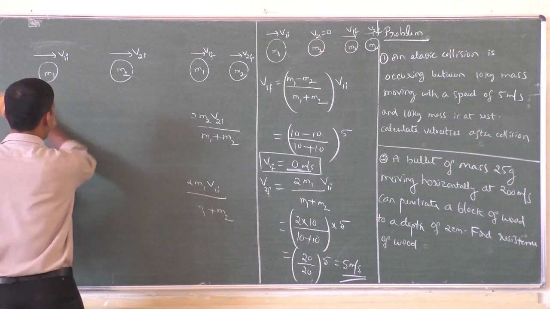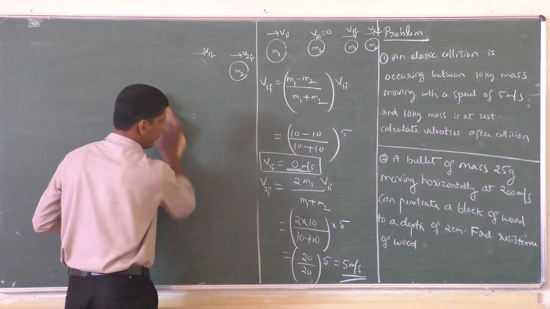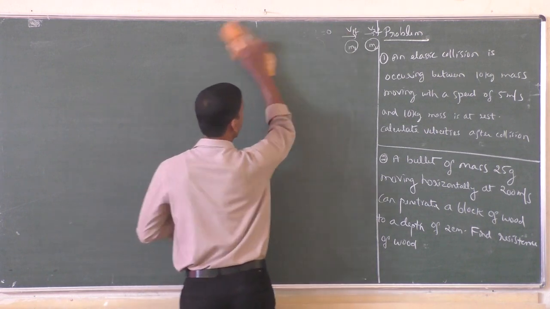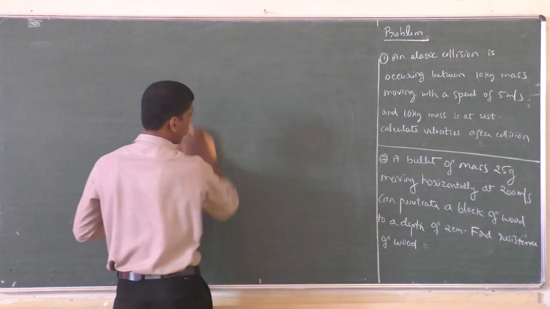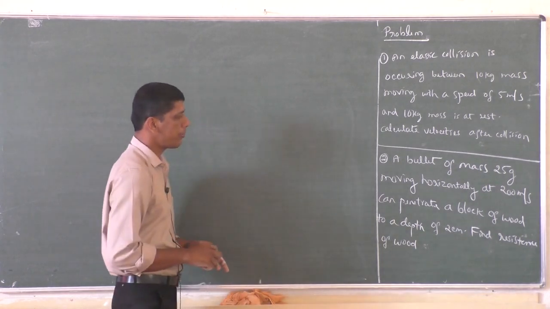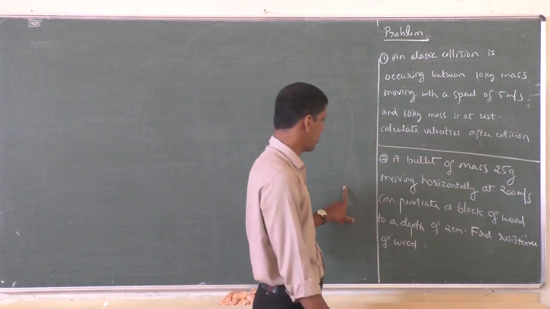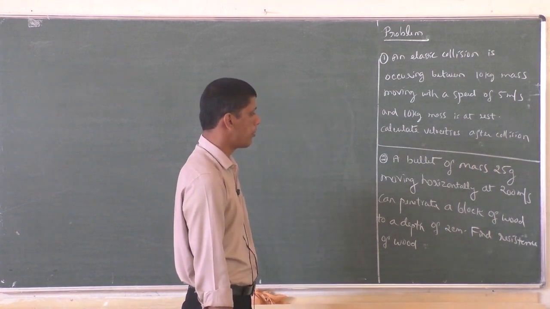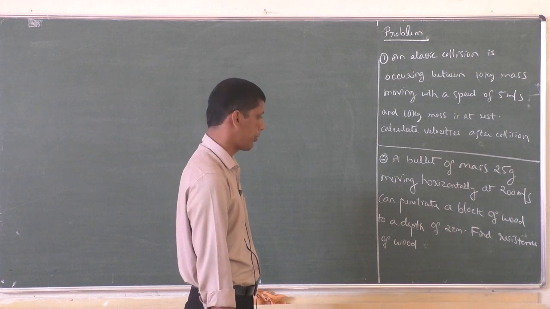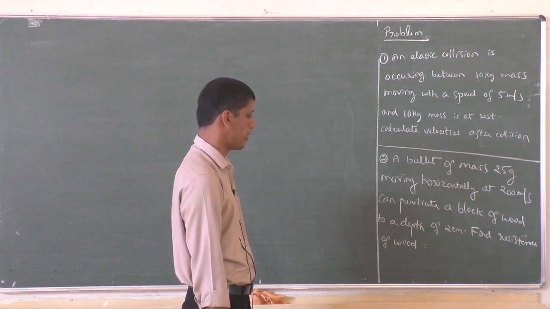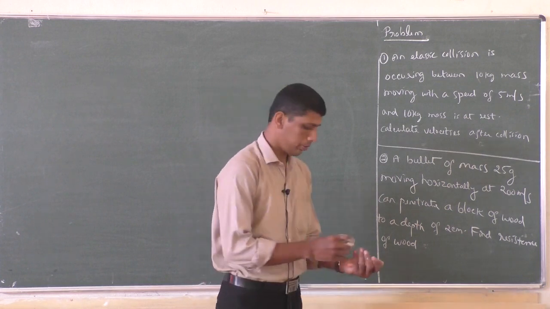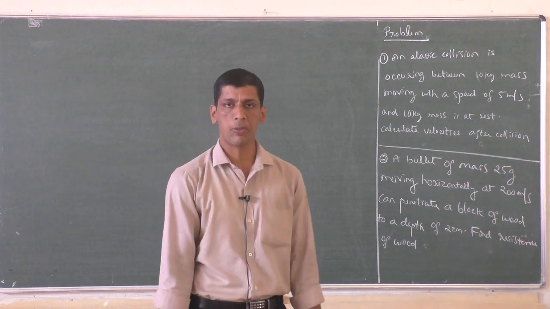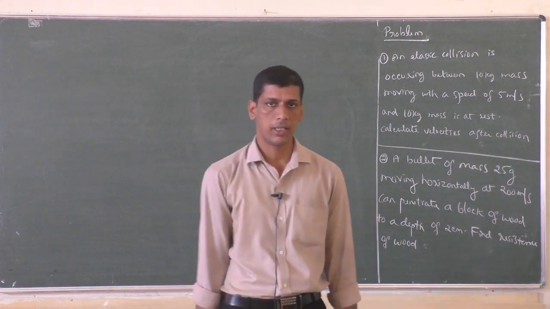Here there is a second problem. Now the second problem is like this. A bullet of mass 25 gram is moving horizontally at 200 meter per second, can penetrate a block of wood to a depth of 2 centimeter. Find the resistance of the wood. So resistance, what is the meaning of resistance? Resist means to oppose. Opposition offered by the wood on the bullet.